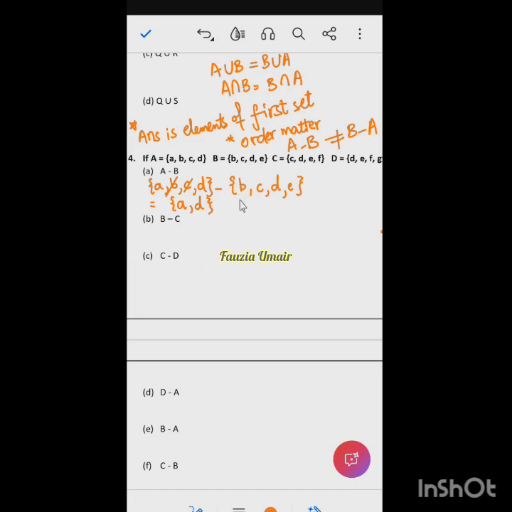Now the biggest mistake students make is they write E also in the answer, because they think if common elements are gone, the non-common elements will just come in the answer. So that is wrong. You need to keep in mind that elements of the first set come in the answer. So you should not be writing elements of set B, right? This is the only thing you need to be careful of.